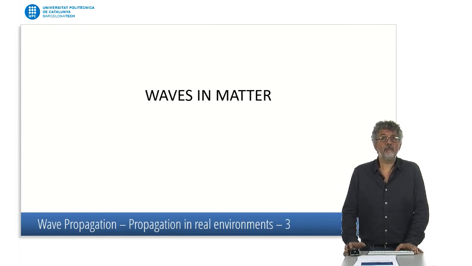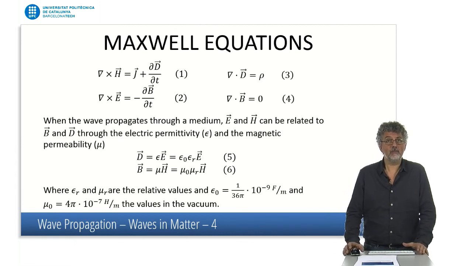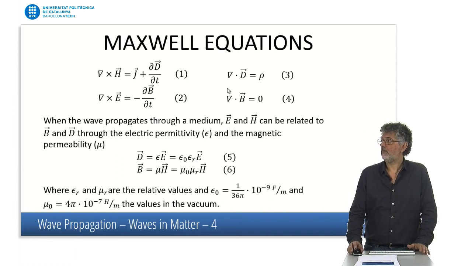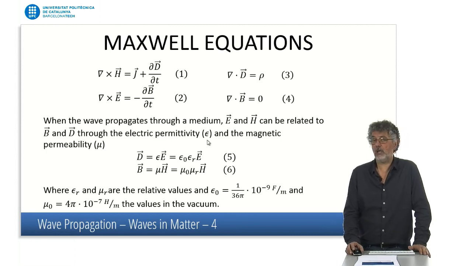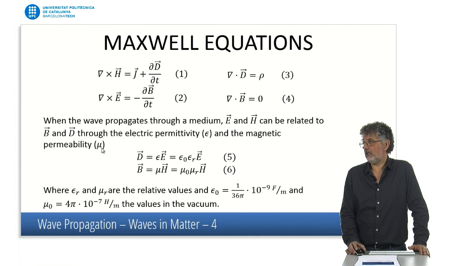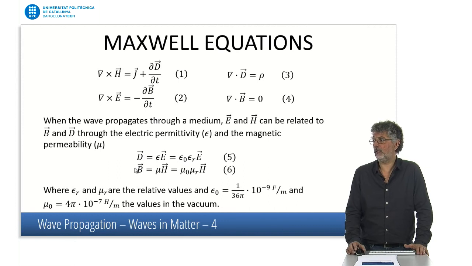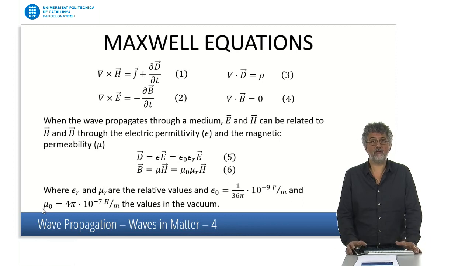Now we're going to consider the wave equation, as we did previously when we talked about electromagnetic waves, but when we're in a certain medium. So the set of Maxwell equations is the same, we already know them. We know that when we're in a certain medium, that medium can be characterized with the electric permittivity, epsilon, and the magnetic permeability, mu, and they relate the field intensity vectors and the flux density vectors. Epsilon r and mu r are relative values, and epsilon naught and mu naught are the values here in vacuum.